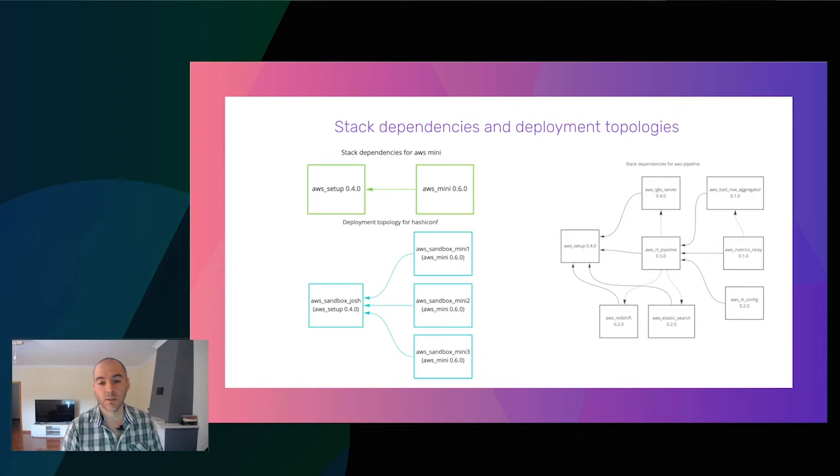Here it's represented the deployment topology that we are going to use for the demo. We'll be deploying 3 minis into the same AWS setup. This is quite cool because it allows us to reuse infrastructure. So we don't just reuse code, we also reuse the infrastructure, which is quite cool because we only have to deploy the AWS setup once and then all the minis use it.